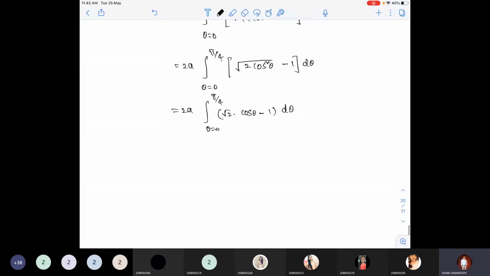Now integrate. That is 2a into, first root 2 into cos theta integration is sin theta. Then minus theta. Yes or no? Here integral d theta means theta only. What are the limits? 0 to pi by 4.